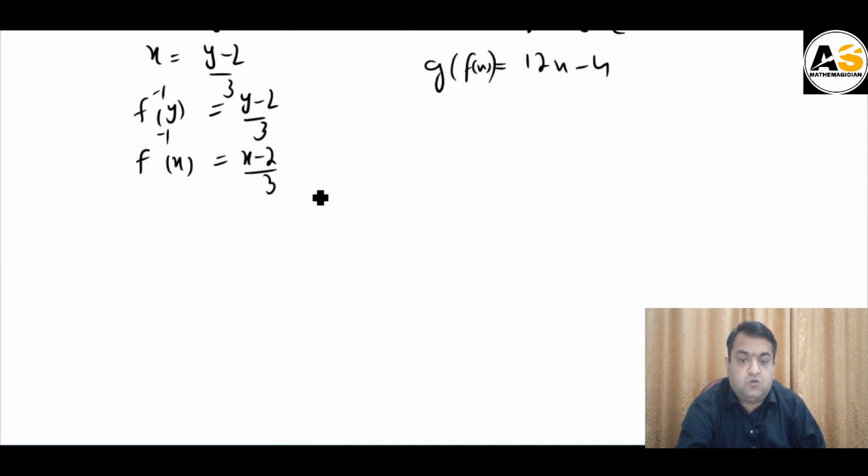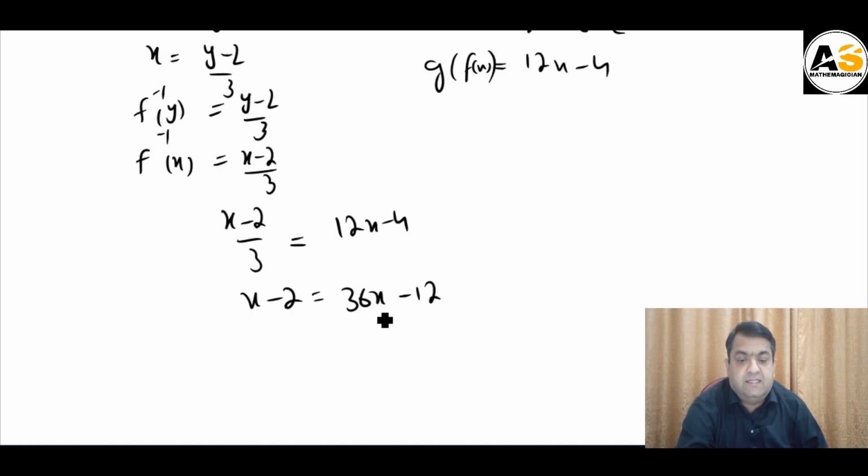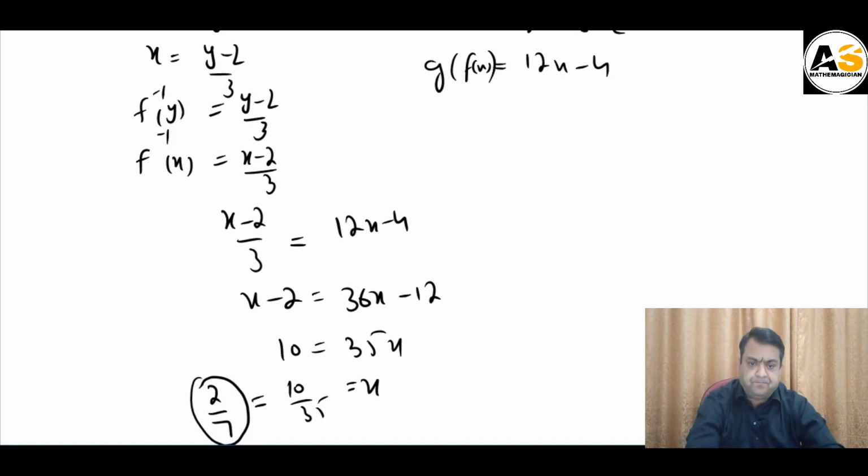So (x minus 2) over 3 is equal to 12x minus 4. x minus 2 is equal to 36x minus 12. 10 is equal to 35x. x is equal to 10 over 35, which will be simplified to 2 by 7. So this is the value of x. So this was a rapid solution of a few past year questions.